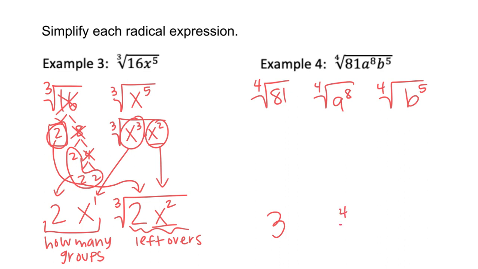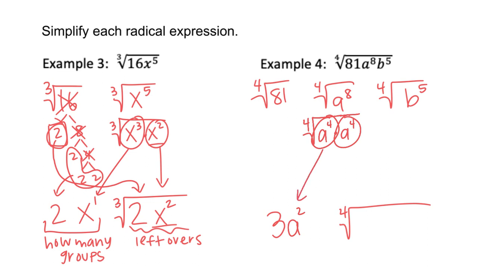And then I'm going to also put a radical. So if there's any leftovers, they're going to go underneath the radical. Any groups are going to go in front with this 3. Okay, let's look at the A's. All right, if I have 4 A's, there's 4. 4 more would be 8. So there you go, I got all 8. So I have a group and a group. So 2 groups of A's came out.